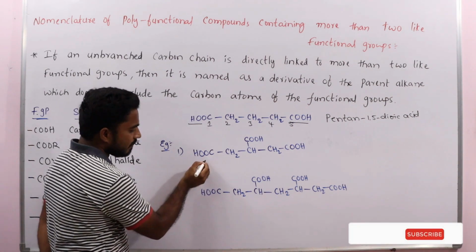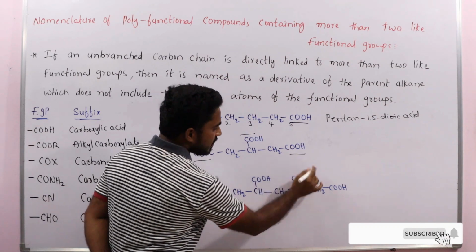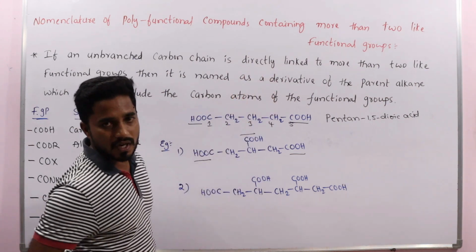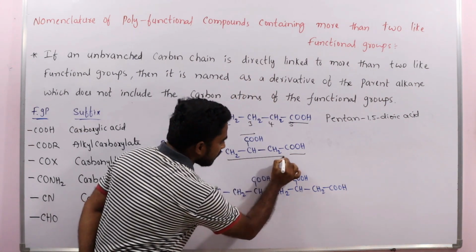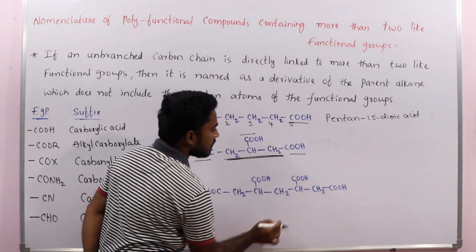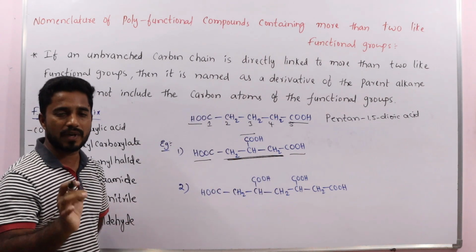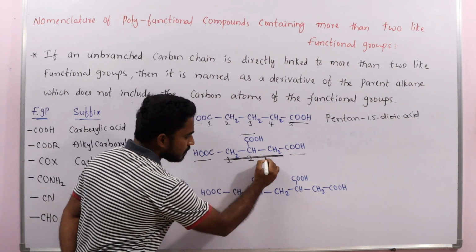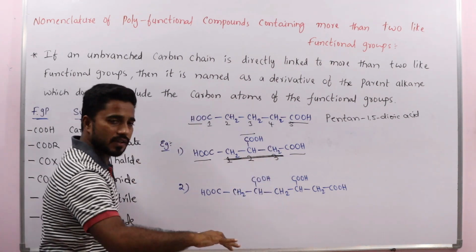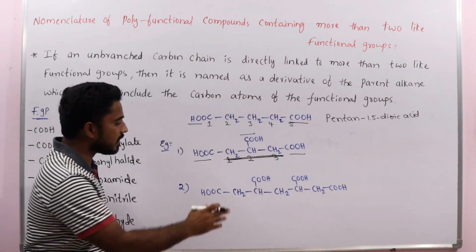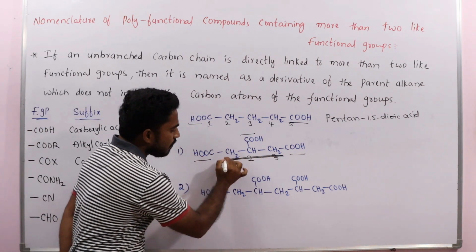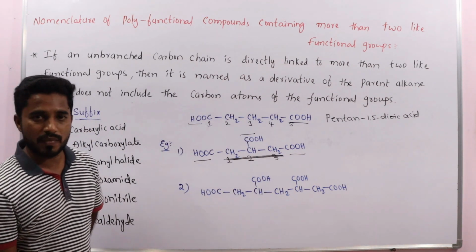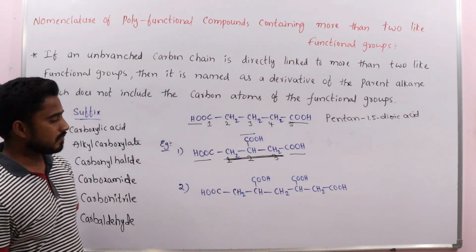In this example, here one COOH, here one COOH, here one COOH is there. More than two like functional groups are bonded. Then this unbranched hydrocarbon chain we have to select as a parent alkane or parent chain. So numbering we are giving for only this parent chain: 1, 2, 3. We are not including the functional group carbon, just the parent alkane. For the unbranched hydrocarbon only we are giving numbering. Then write the name for this.